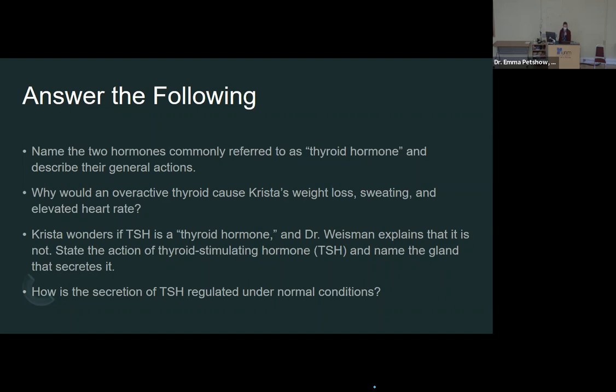All right. What about why is her overactive thyroid causing those symptoms? Great, perfect. We've got to get more blood through the system, so we're activating all those metabolic processes, so heart rate's going to go up. Absolutely. This one I didn't completely ask, but name the action of the thyroid stimulating hormone and what gland secretes it. It's a bonus question.